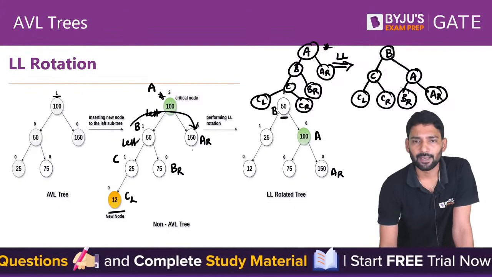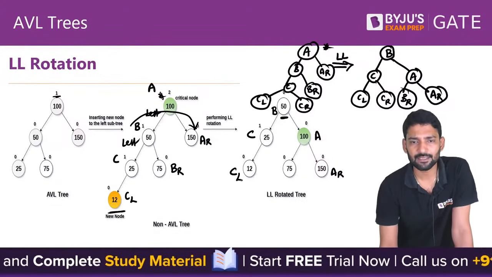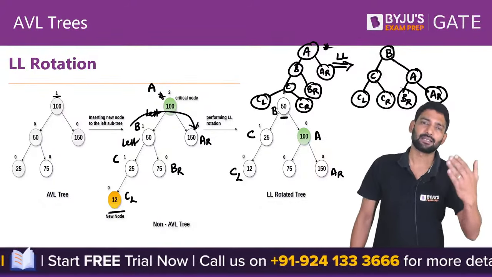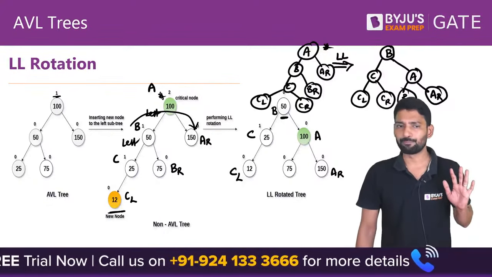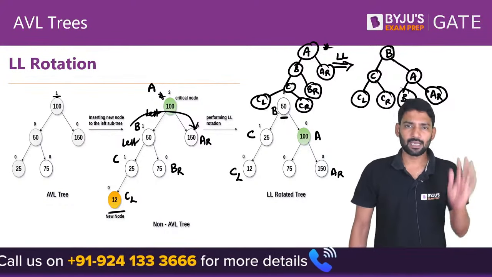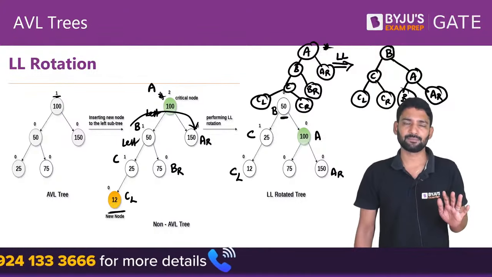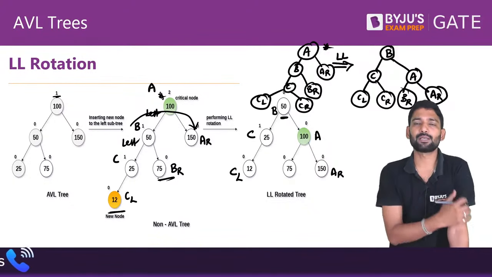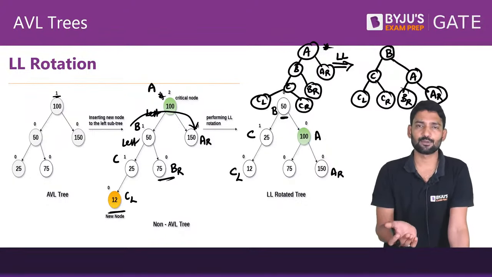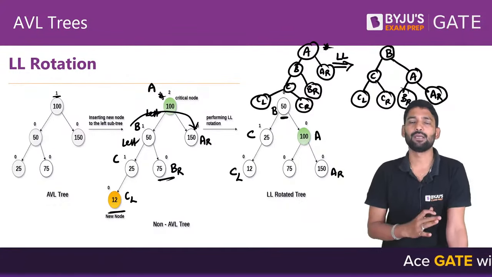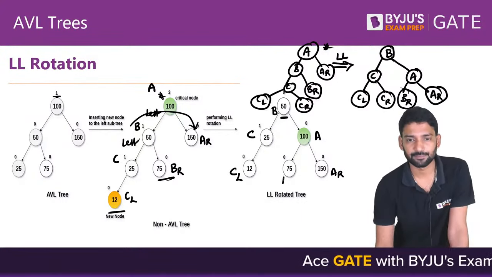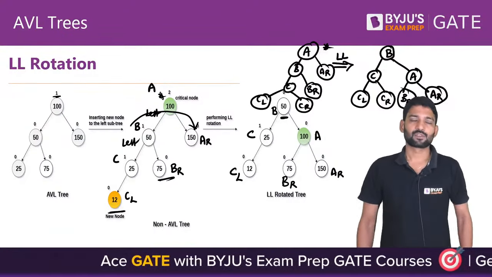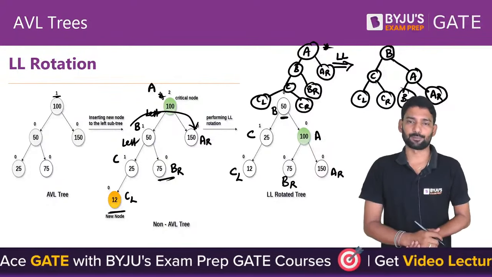And C and C left has no change. C left, earlier they were left to B connected to B, now also they are left to B connected to B. A right also has no impact. Now B right, where to connect B right? After rotation also B right will be on the B right side only as A's left. So this is what LL rotation is.